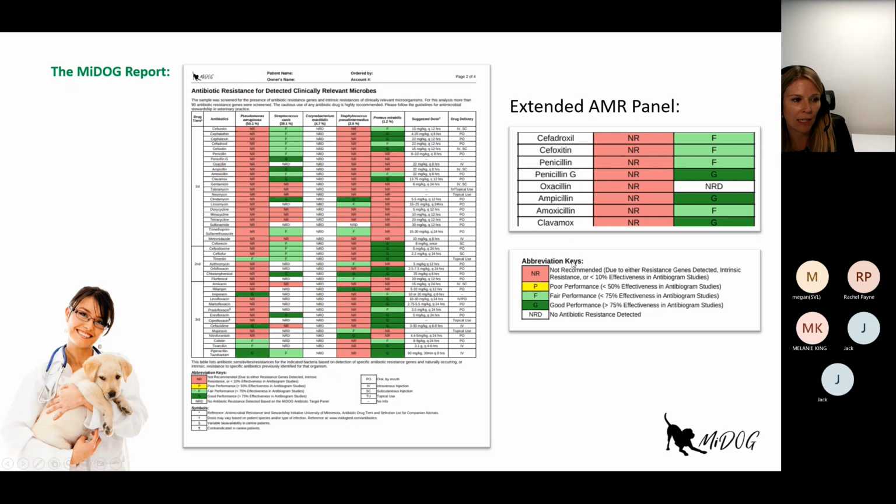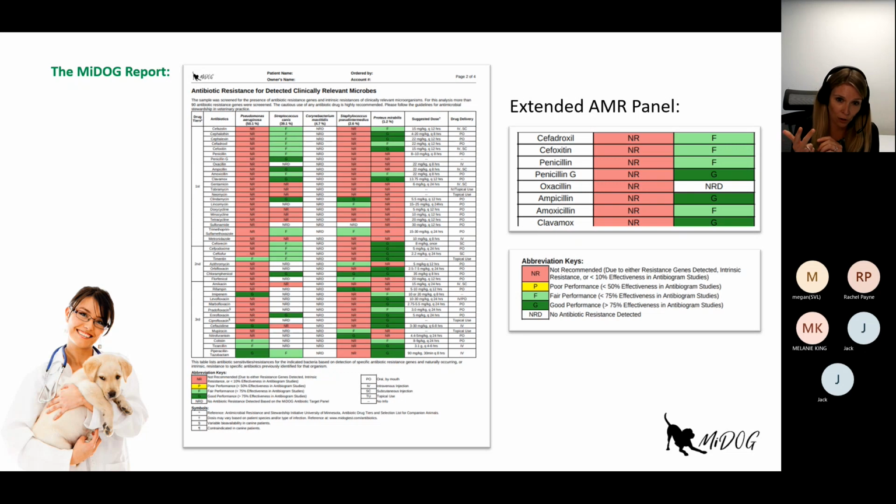NR in red would be not recommended. And there's 3 different markers that go into not recommended. It's either we detected an intrinsic resistance, so that means the antibiotic is just off target. Remember the cell wall example that I brought earlier? Or we detected one of the antimicrobial resistance genes, and we're targeting about 100 genes at this time. Or the third marker is that it's less than 10% effective according to antibiogram studies.